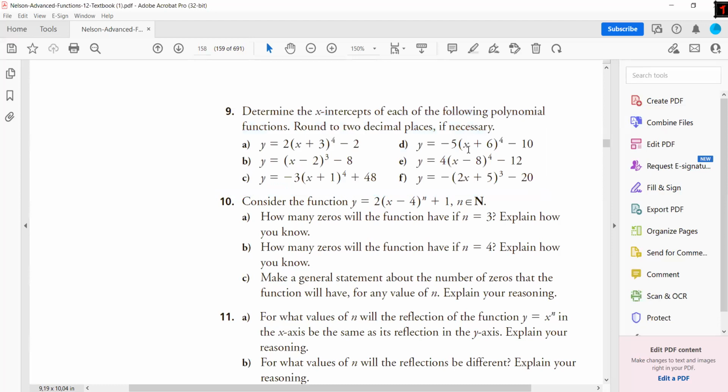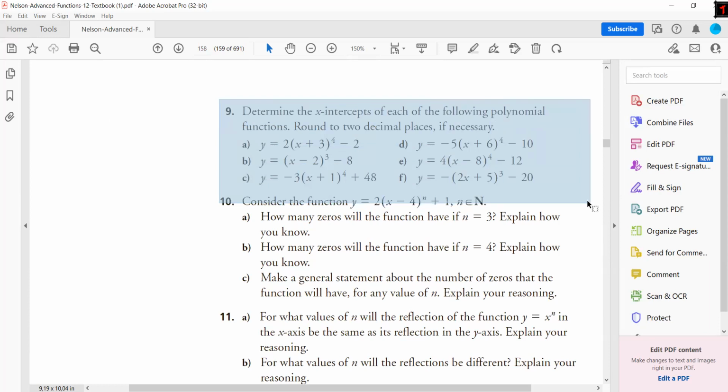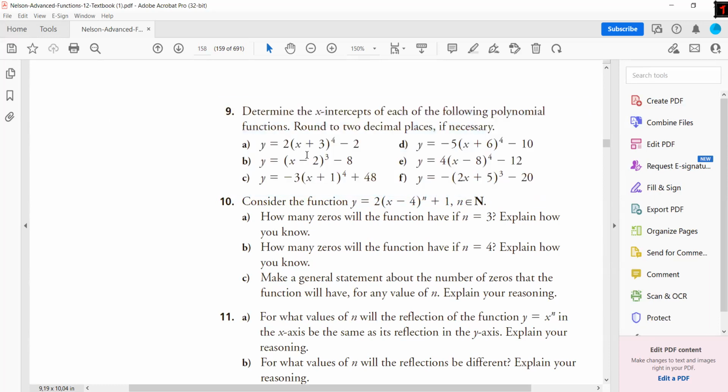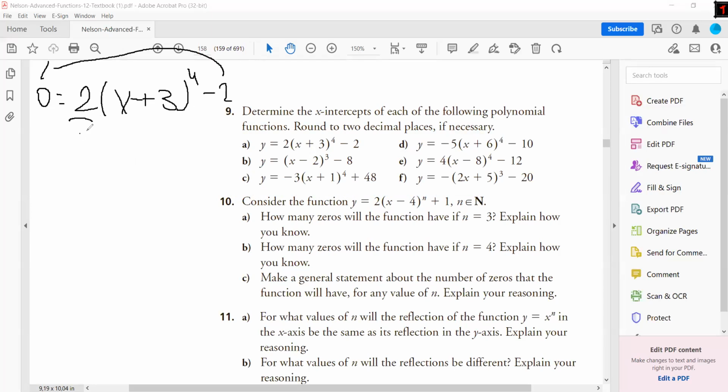Number 9, determine the x-intercepts of each of the following polynomial functions. Round to 2 decimal places if necessary. This is exactly what we did in today's class when we were doing the inverse operations in order to find the x-intercept. So for example, a would be 2(x plus 3) to the 4th power minus 2 equals 0, right? Now we move -2 to the right, we divide by 2, and we take a root in order to find the solution.